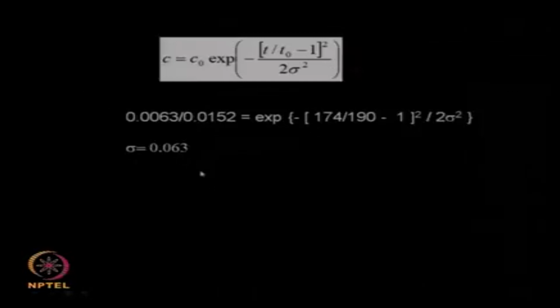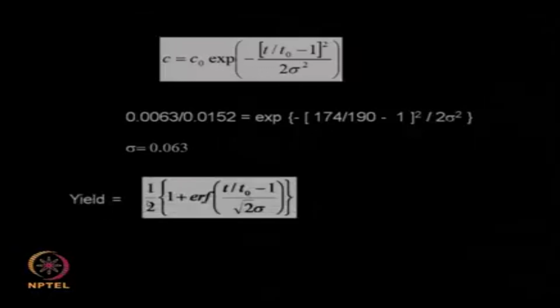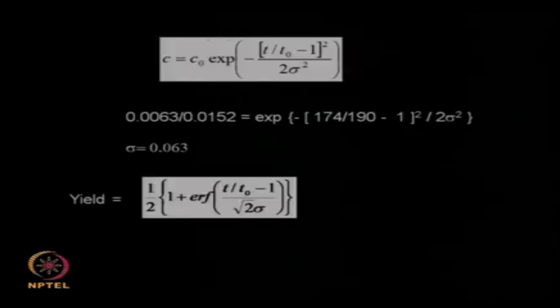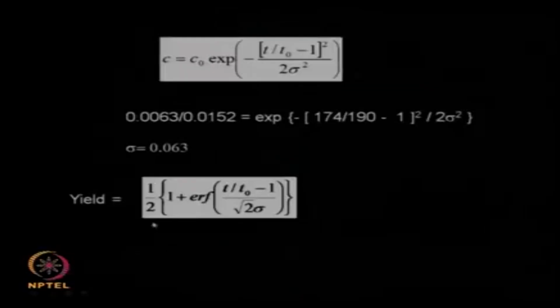Now we go to the yield equation. I hope you remember the yield equation. Yield is equal to 1 by half multiplied by 1 plus error function of T by T0 minus 1 by square root of 2 sigma. Now why does this 1 come in? Because we are going to collect sample up to 200 minutes, which is greater than the retention time 190 minutes. So if we keep collecting up to 190 minutes, the yield will be 50%, that is 0.5. So if you are going to collect beyond 190 minutes, obviously the yield is going to be greater than 50%. That is why this particular term comes in here.